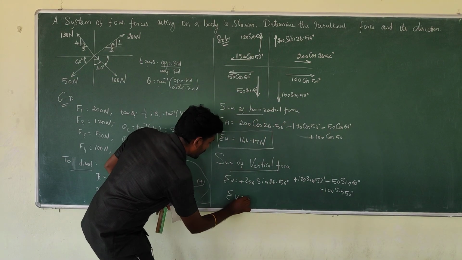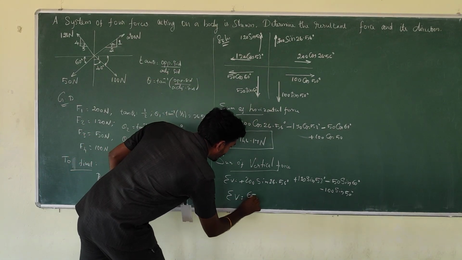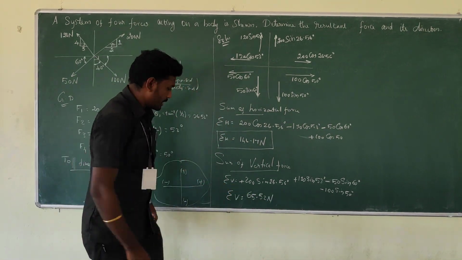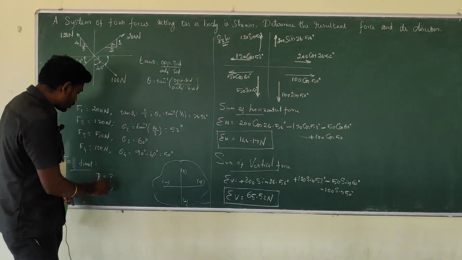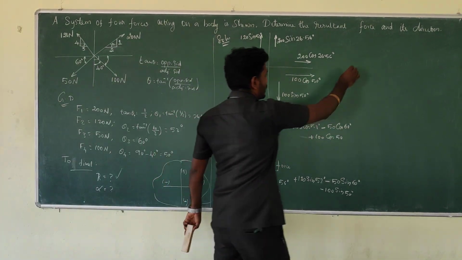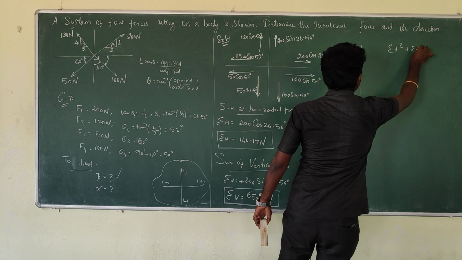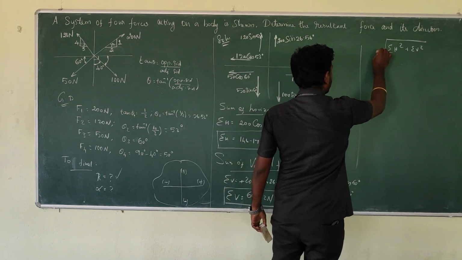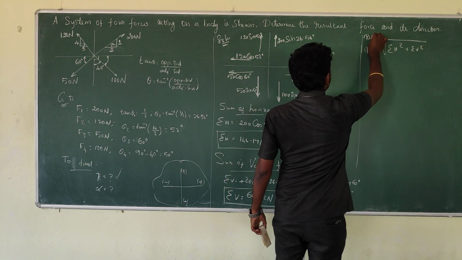Just calculate the V value. Summation of V will get in terms of Newton. Roughly I can say 65.52 Newton. What is next? Our task is to find resultant force. We have summation of H and summation of V. So that square root of summation of H square plus summation of V square is nothing but the resultant R. So resultant can be calculated by this formula.